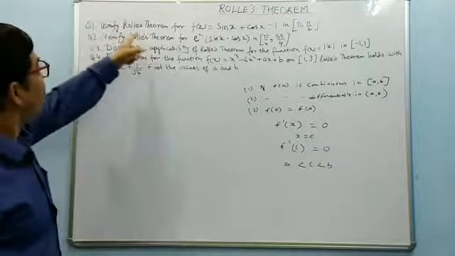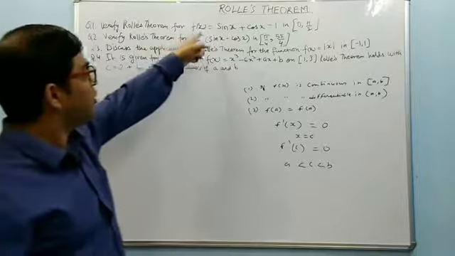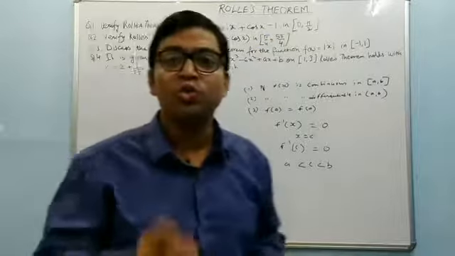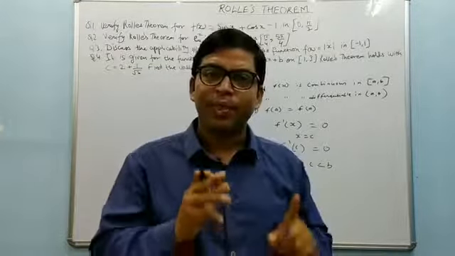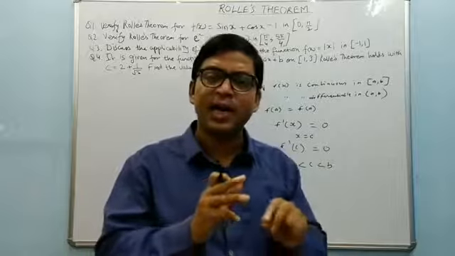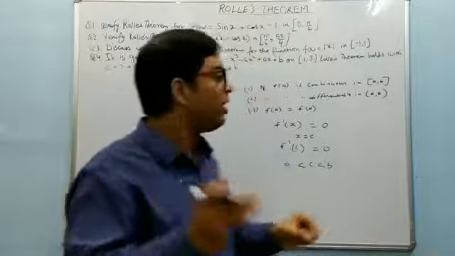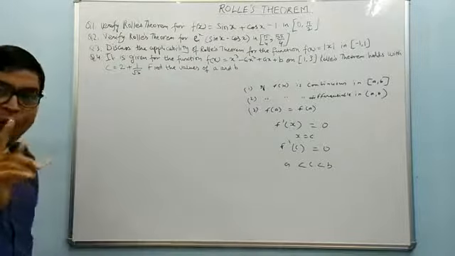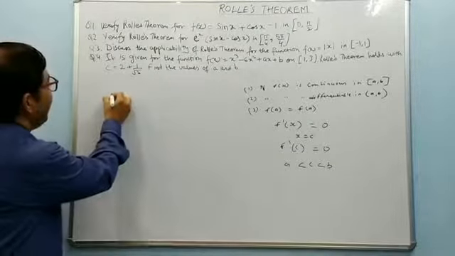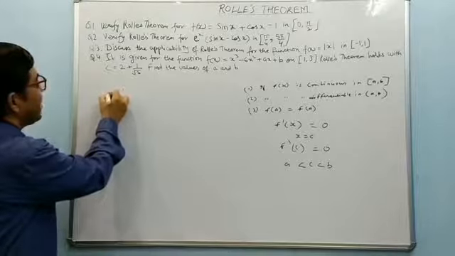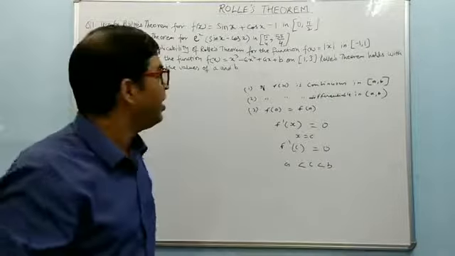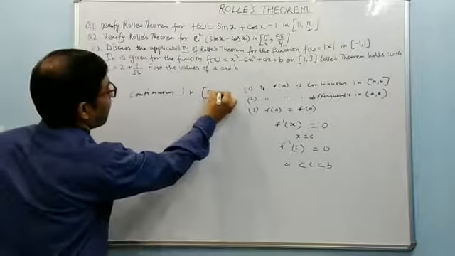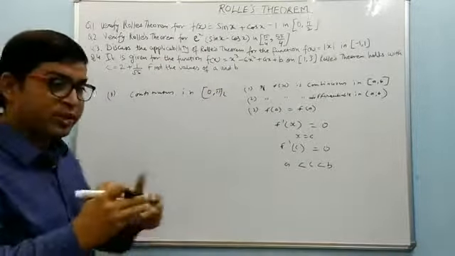Suppose question number 1, I want to verify Rolle's theorem for f(x) is equal to sin x plus cos x minus 1 in 0 to pi by 2. We will see sine and cos functions are continuous everywhere. So definitely it will be continuous in 0 comma pi by 2. One thing you have to write, you have to just write that sine and cos is continuous everywhere. So this is continuous in 0 comma pi by 2. You need to write, don't skip these steps.